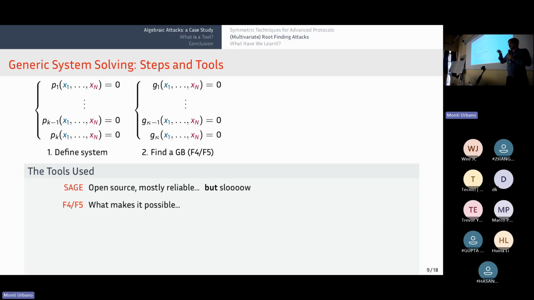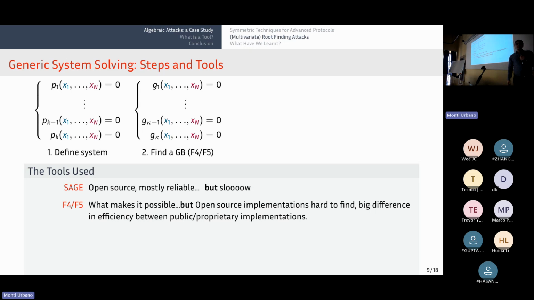But in order to find this thing that you need, you have some algorithms from the literature called F4 and F5. And these algorithms are great because they are the algorithms that make this approach possible. The problem is that they don't have that many open source implementations. Those that exist are not super efficient. And there is a very big efficiency difference between the public and the proprietary implementations. The one of Magma is much, much, much better than the one in Sage.